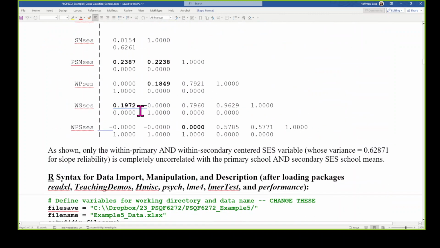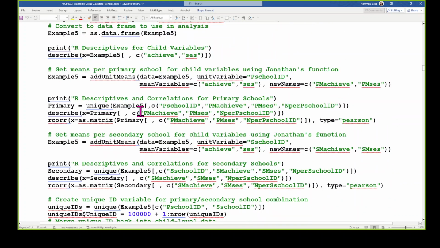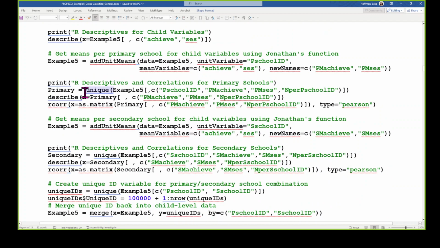So we'll get to that in just a bit. And here's the corresponding R code using the unique function to build the unique data sets and using the add unit means function to build cluster means to add to the data set. And I'm sure there's other ways to do it. If you have R code that does this differently and it still works, Godspeed, do it your way.